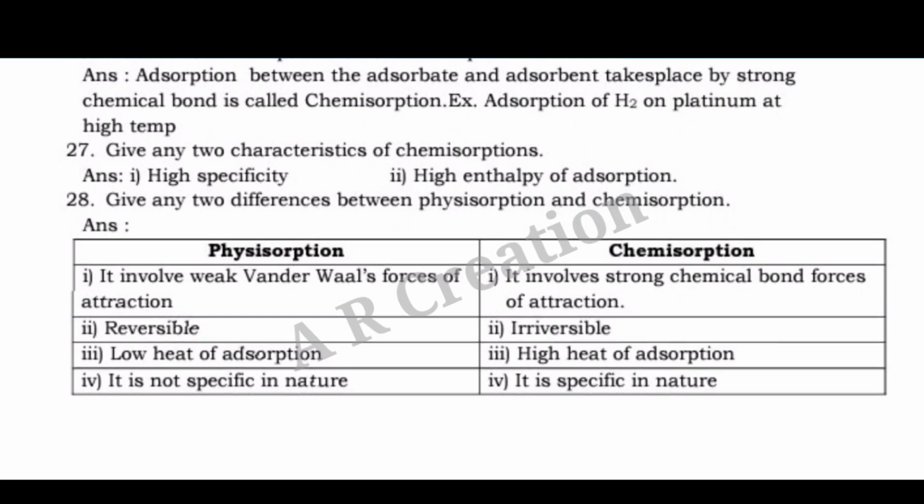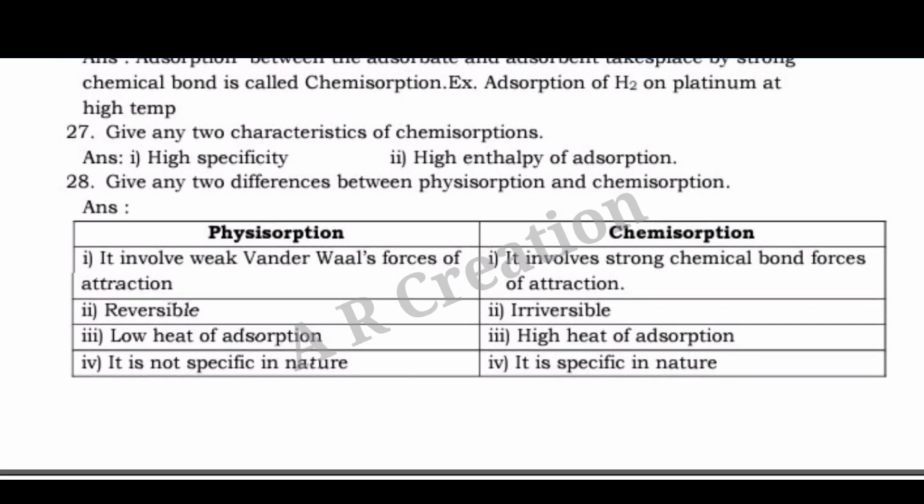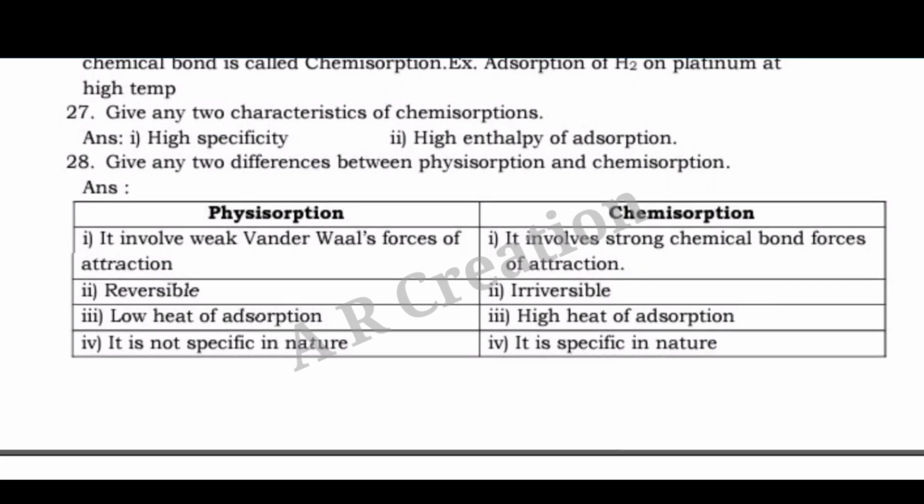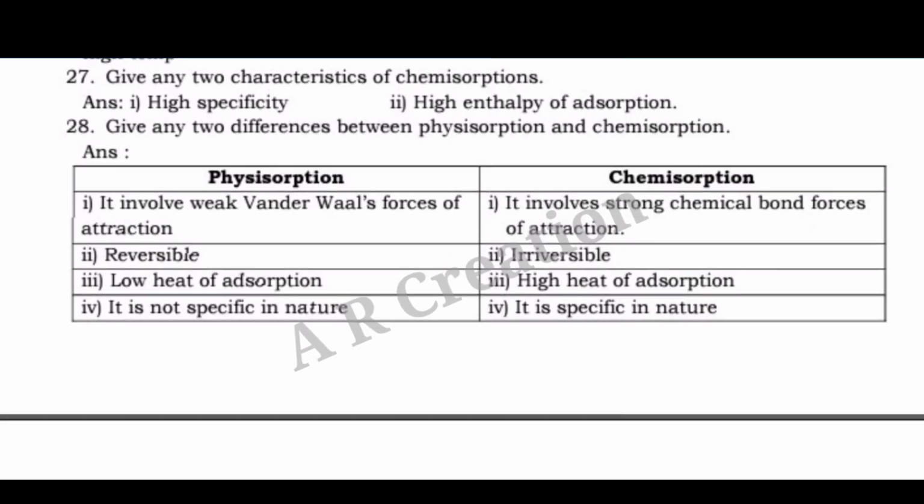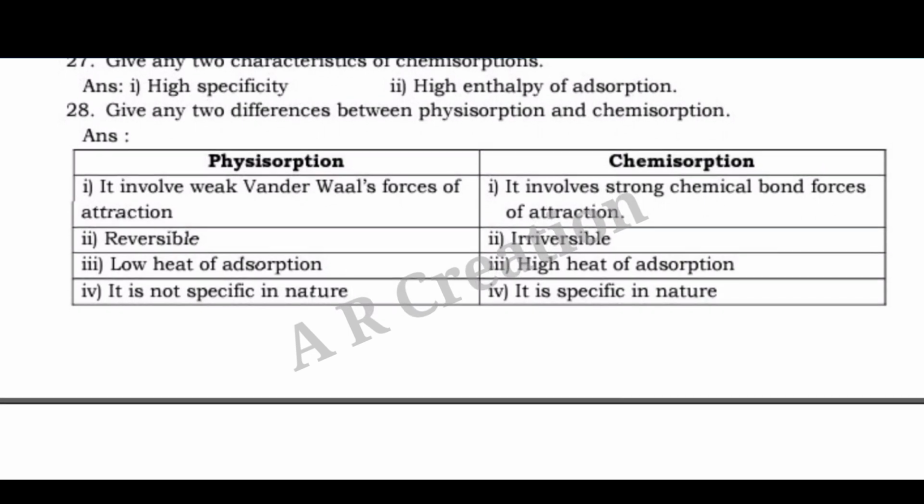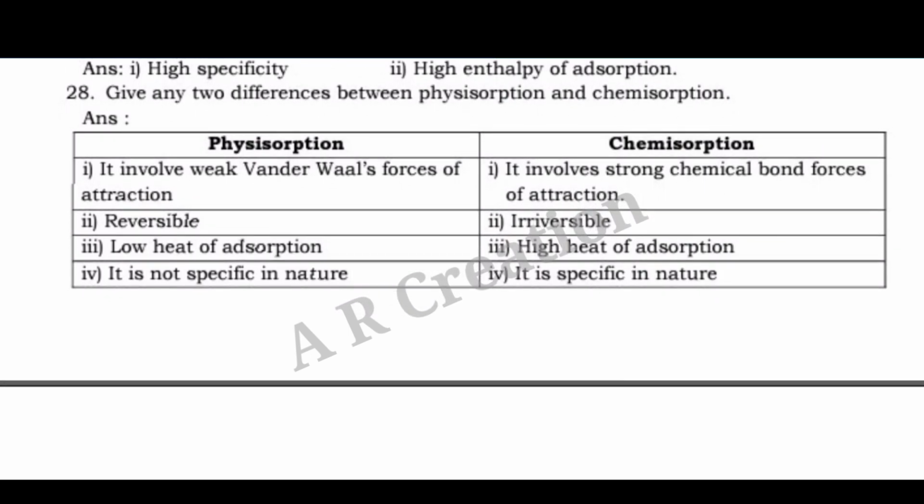Question 27. Give any 2 characteristics of chemisorption. Answer. (i) High specificity. (ii) High enthalpy of adsorption. Question 28. Give any 2 differences between physisorption and chemisorption. Answer.